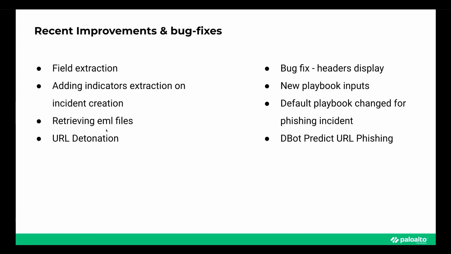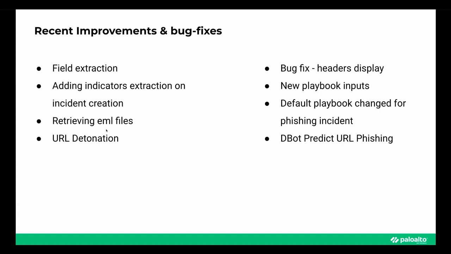We are also now retrieving the EML files themselves. So in case the employee or the user has forwarded the email and didn't attach the EML or the MSG file, we will be able to retrieve the EML file itself, which helps us to analyze the phishing email in a better way. We also added the URL detonation section. And as we said, we try to allow you to customize the playbook. So we added a playbook input to control whether to run this section or not.